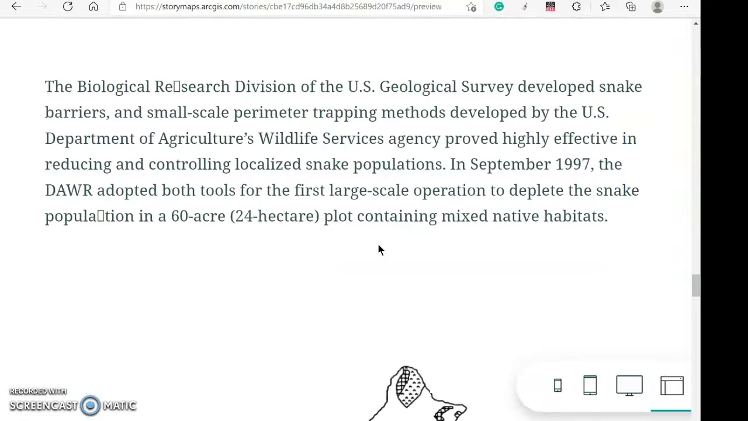The Biological Research Division in the U.S. Geographical Survey developed snake barriers. This was to address the population and how they have affected the Guam birds. So in order to address the problem, they've chosen different areas. The Department of Agriculture Wildlife Service provided highly effective traps in reducing and localizing snake populations.